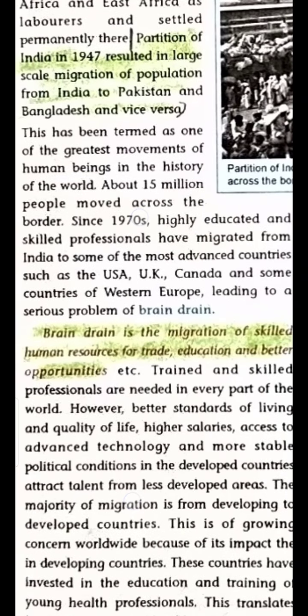Okay, so now back to your chapter. So, why were they going there? For better standards of living, high quality of life, higher salary, access to advanced technology, and more stable political conditions in the developed countries. These were the things which were attracting them, and they were leaving their country and settling there. The majority of the migration is from developing to developed countries. The majority of the migration that has taken place till now has mostly been from the developing countries to the developed countries.